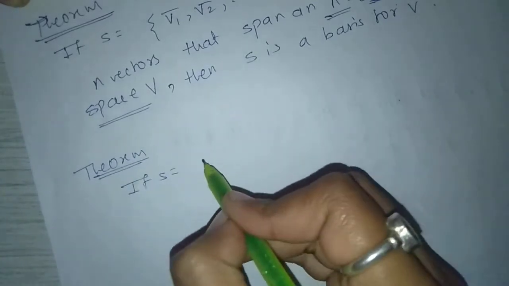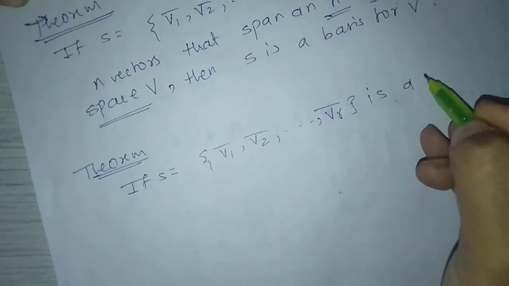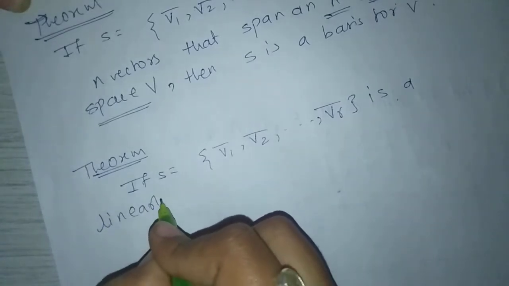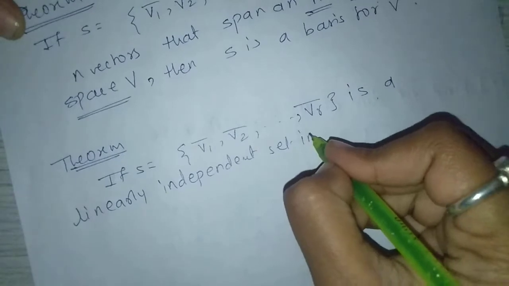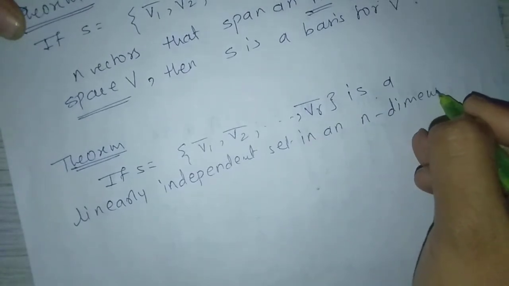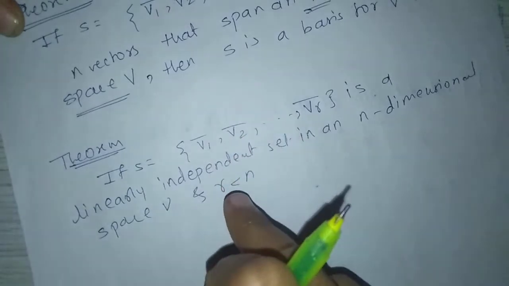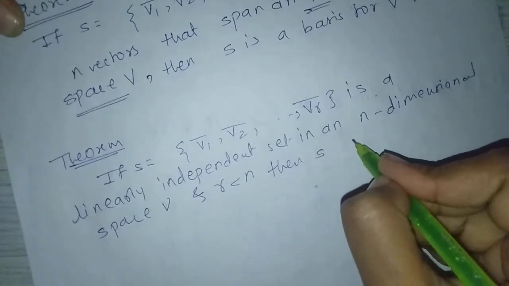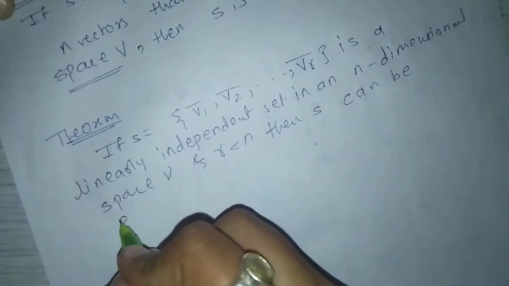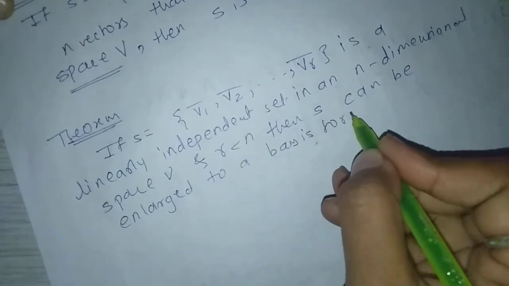Now next theorem says that if S equals V1 bar, V2 bar and so on VR bar is a linearly independent set in an n-dimensional space V and R is less than n, then S can be enlarged to a basis for V.